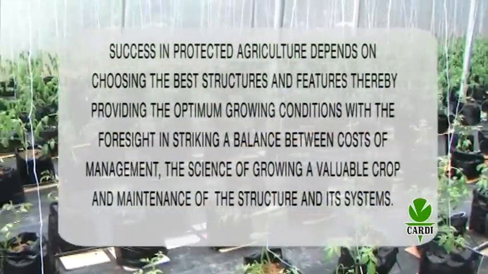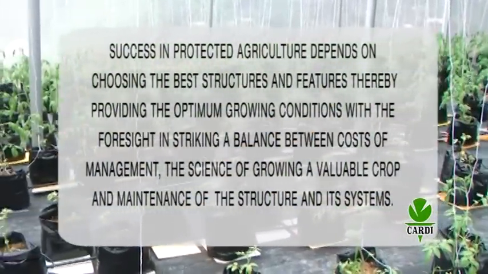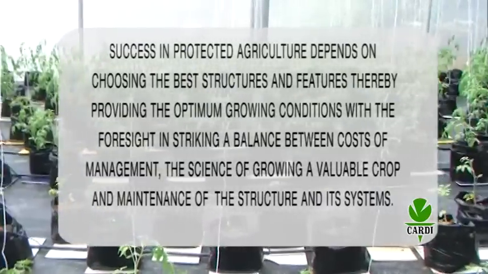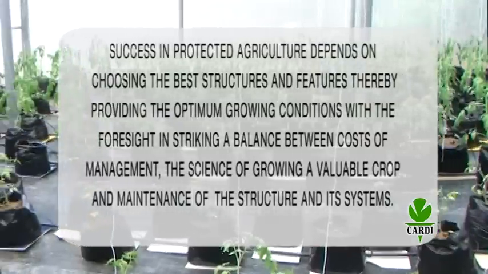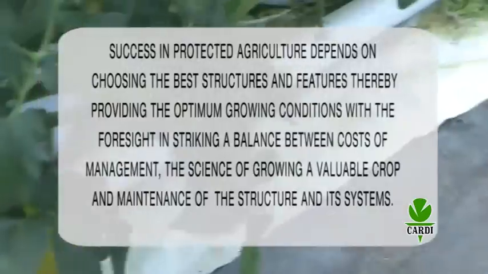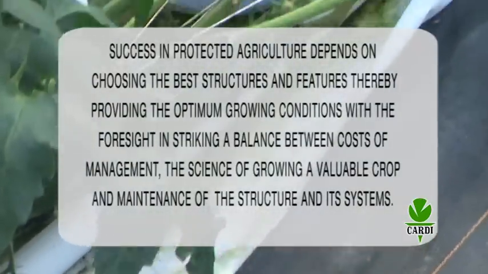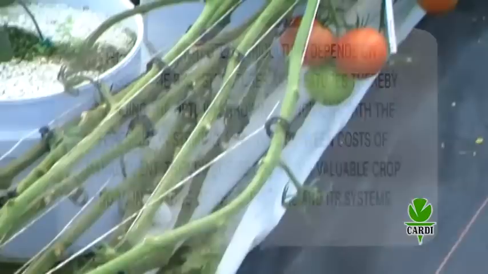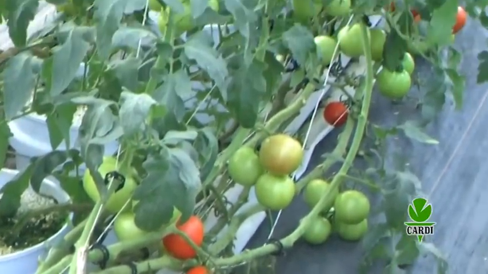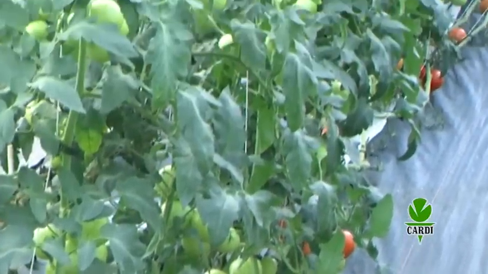Success in protected agriculture depends on choosing the best structures and features, thereby providing the optimum growing conditions with the foresight in striking a balance between the costs of management, the science of growing a valuable crop, and maintenance of the structure and its systems. It is a means to obtaining significant profits from the greatest yield with the best quality of the harvest produced.